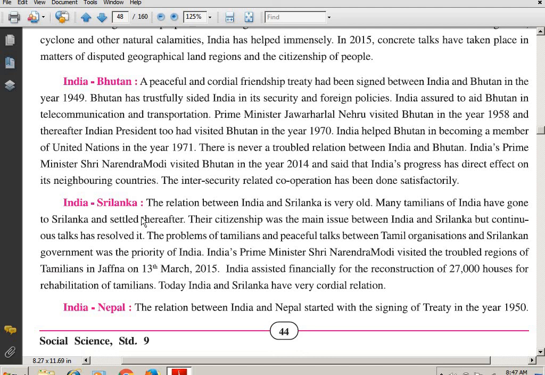India's Prime Minister Sri Narendra Modi visited Bhutan in the year 2014 and said that India's progress has a direct effect on its neighboring countries. The inter-security related cooperation has been done satisfactorily. So, there has never been a troubled relation between India and Bhutan. And what does the Indian Prime Minister say? He visited Bhutan in 2014, and what did he say? India's progress has a direct effect on its neighboring countries. Which are the neighboring countries? Can you tell me, students?